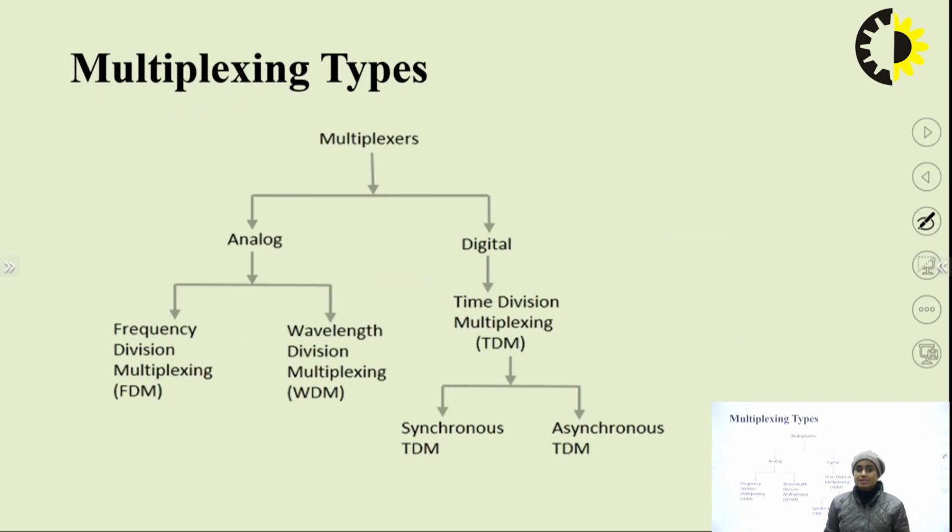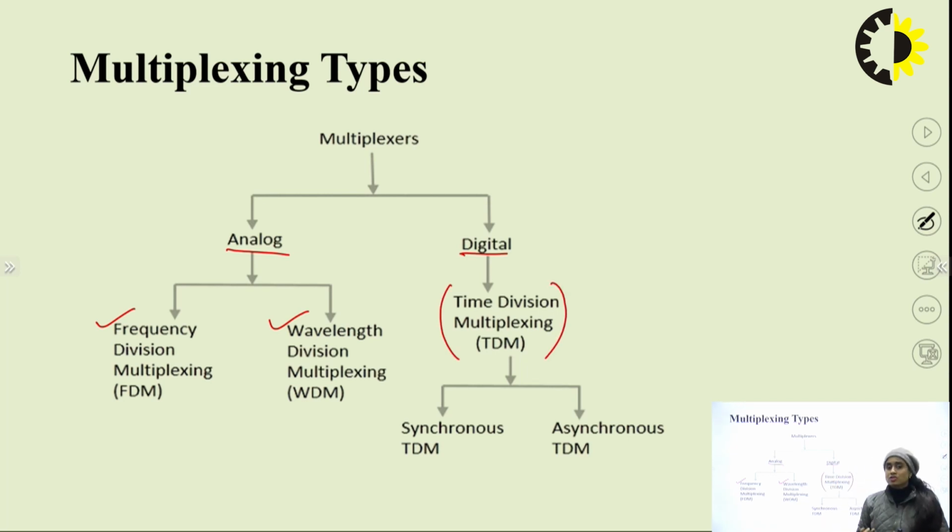If I want to classify my multiplexing, then on the basis of the type of message signal or input signal, I classify it as analog or digital. If my input signals are analog in nature, that kind of multiplexing is called analog multiplexing. If digital, then digital multiplexing. Further classifying the analog multiplexers, we have frequency division and wavelength division multiplexing. And if I talk about digital multiplexing, we have time division multiplexing.